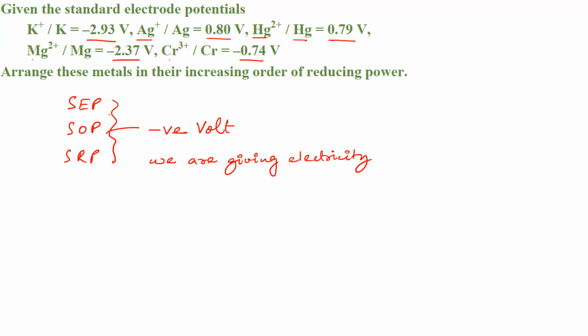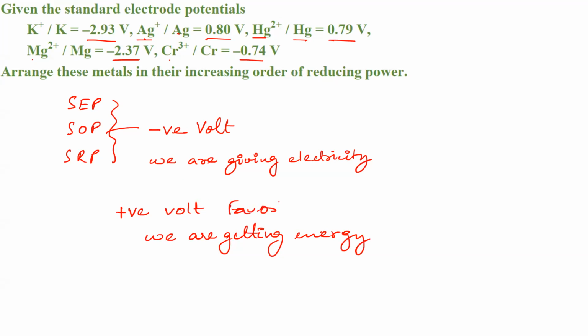Correct? Yes, sir. Okay. If I want to go from Ag plus to Ag, this is plus 0.80. That means if I go from Ag plus to Ag, then this reaction will give me this much amount of energy. So if it is positive volt, we are getting energy. So positive volt is favorable, and this is not favorable.